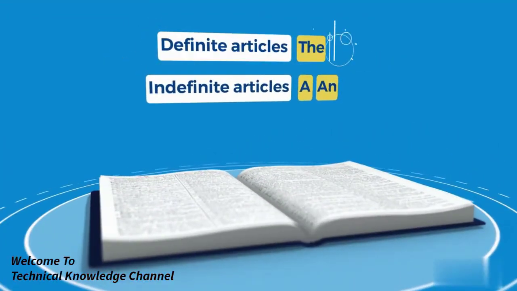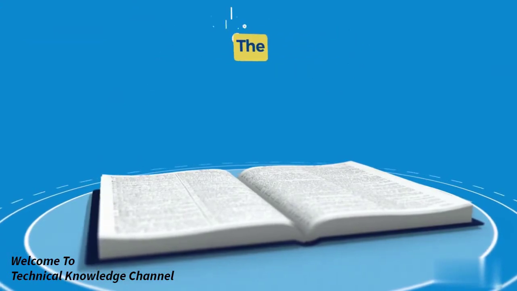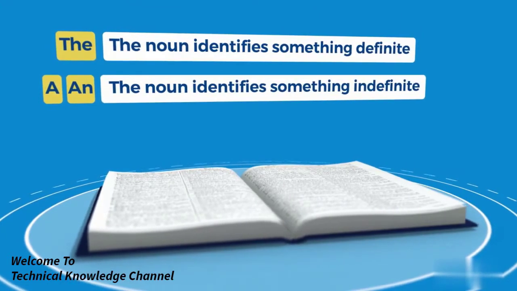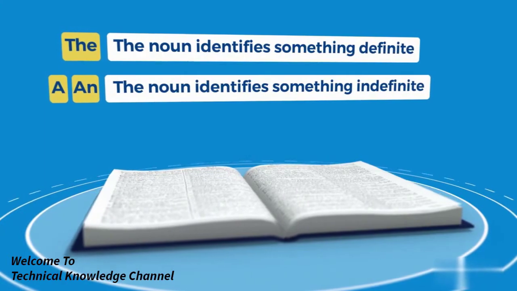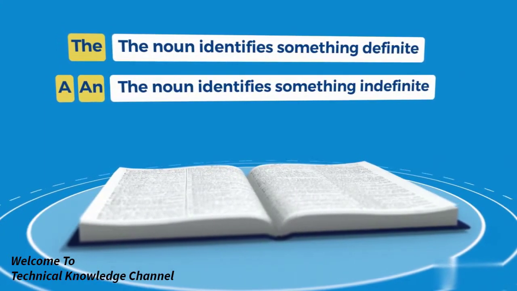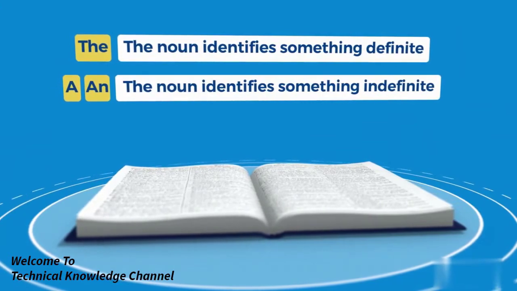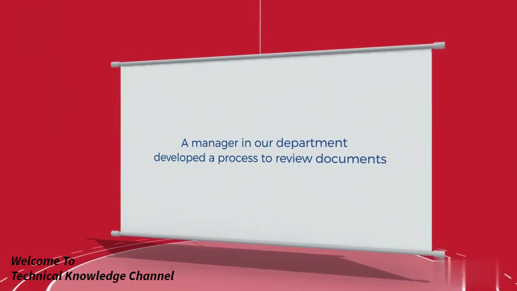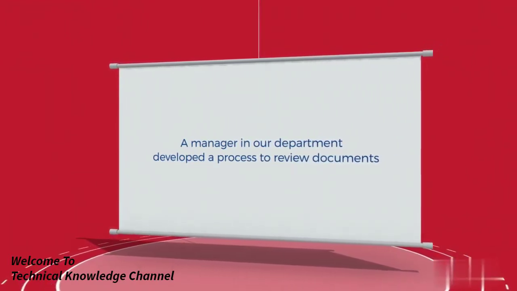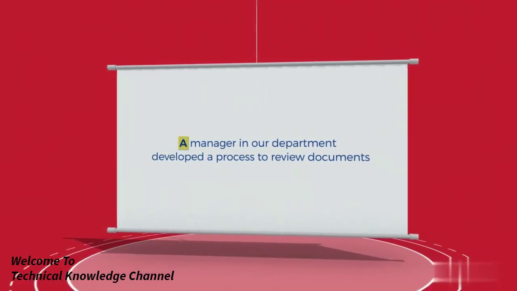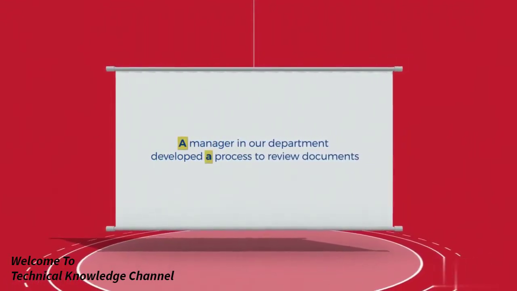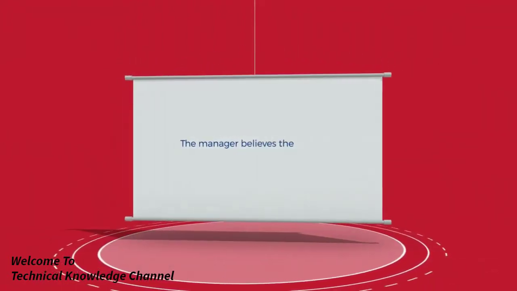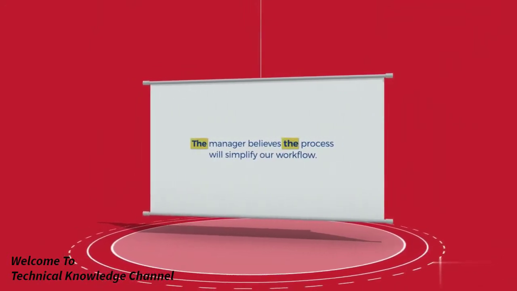Another common mistake happens when definite and indefinite articles are used incorrectly with different types of nouns, in particular, count and non-count nouns. The article the indicates that the noun identifies something definite, whereas the articles a or an indicate that the noun is indefinite. You use the indefinite article a or an before a singular count noun when you mention it for the first time. For example, a manager in our department developed a process to review documents. Use the definite article for any additional references to the noun. The manager believes the process will simplify our workflow.